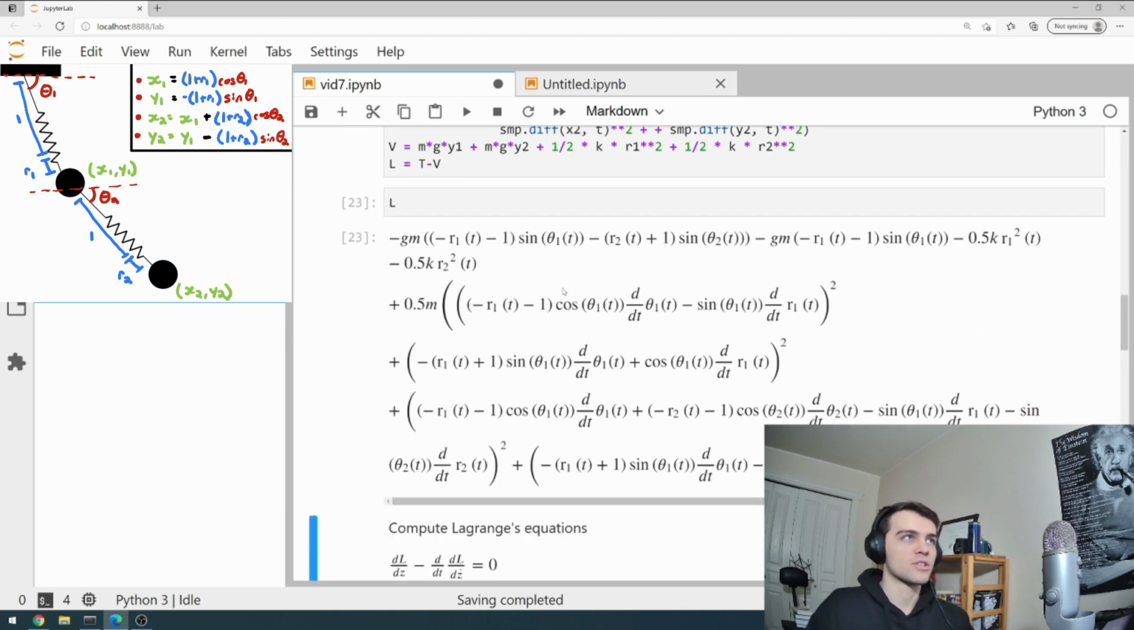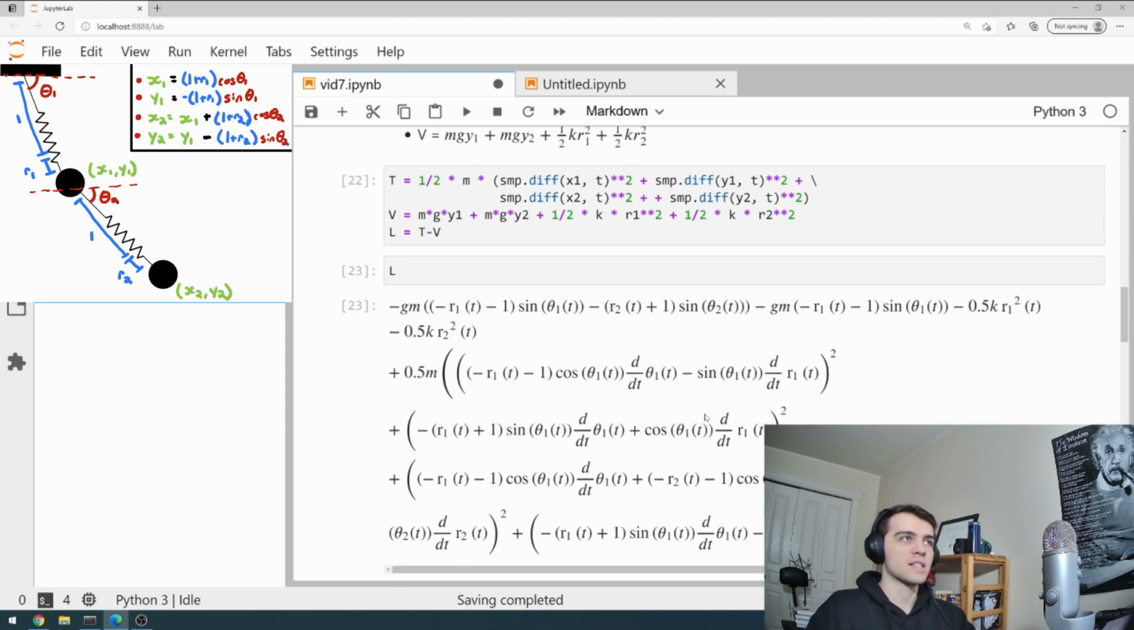It's not an easy function, and it's expanding everything in terms of theta 1, r1, theta 2. So it's a pretty big beast. You can see now why this would be pretty difficult to solve on paper. But as you'll see in the future, this is impossible to do on paper unless you have a million years, which we don't.